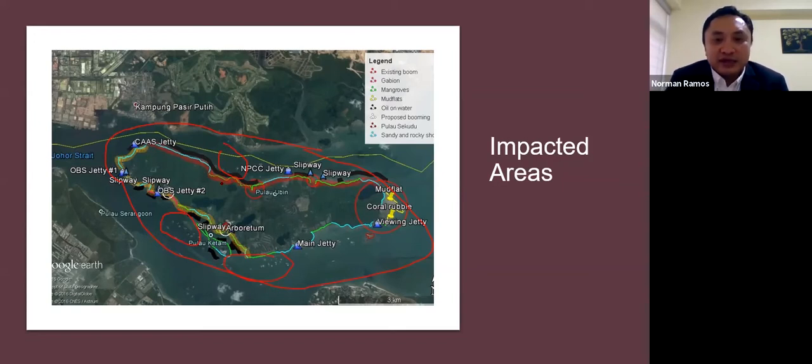And one of the aspects of Pulau Ubin that was affected as well is the Chek Jawa. Chek Jawa is this part. Chek Jawa is a quite unique, sensitive area in Pulau Ubin. It has about 7 ecosystems in general. It has mudflat, it has mangrove area, so there are a number of ecosystems in Chek Jawa that were affected as well.